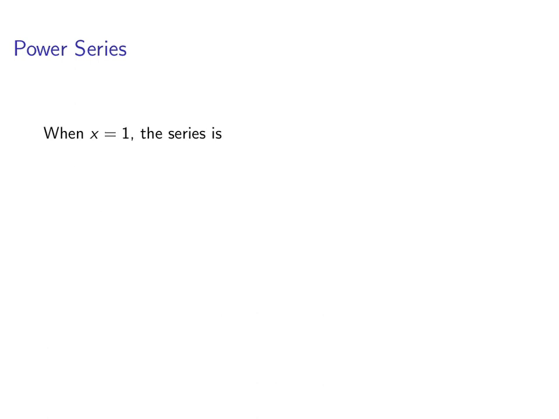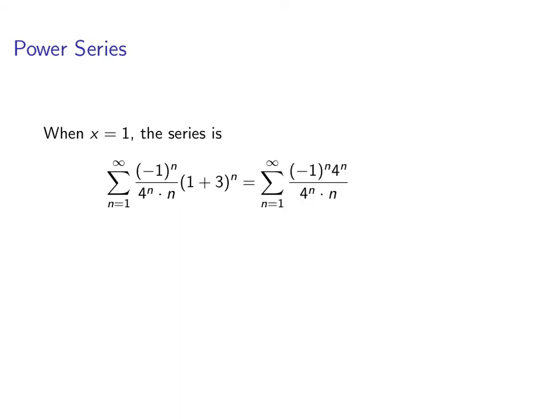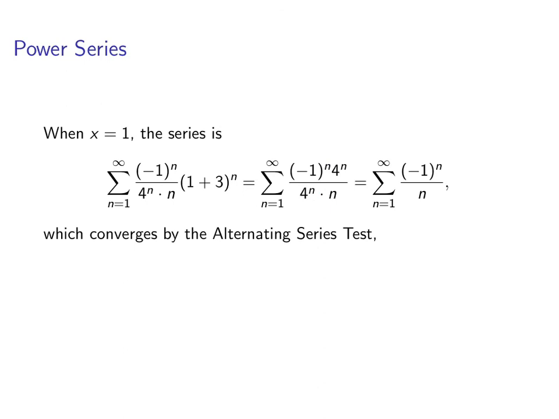How about when x is equal to 1? Now our series looks like this, which turns into this guy. So now the 4 to the n's are going to cancel, and we're left with the sum of (-1)^n over n. That converges by the alternating series test. The b sub n, which is 1 over n, decreases to 0.